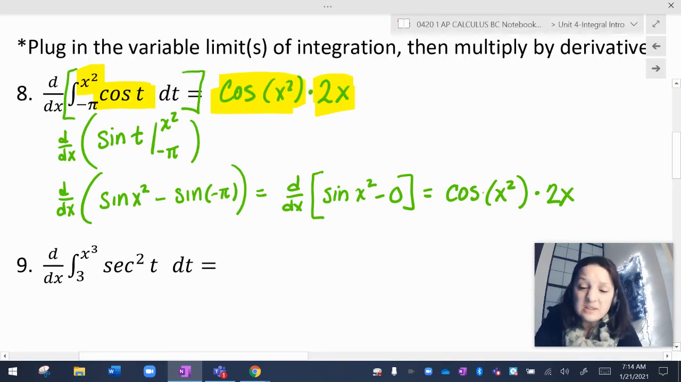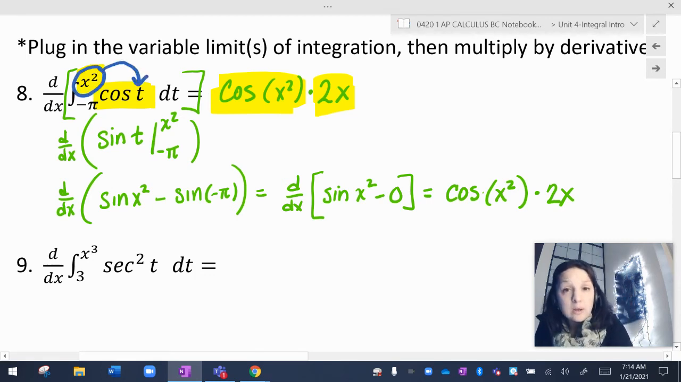Well, what happened is this. Exactly what I think would happen based on the front. The integrand gets evaluated at the limit of integration, so the x squared drops in for the t. But then I also have a 2x, and 2x is the derivative of x squared.